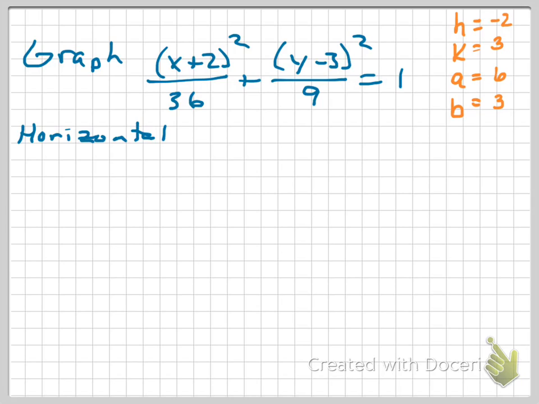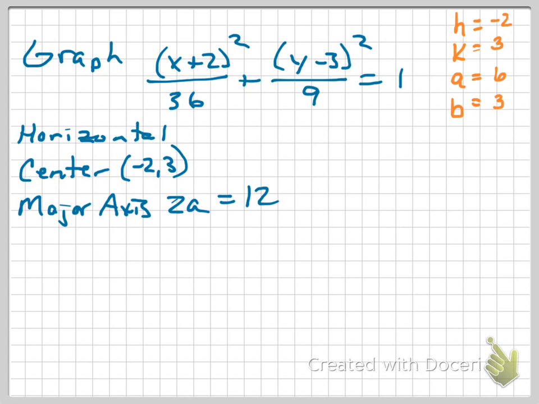From there, I'm going to graph it. So I need a center, and I need distances to go away from the center. So my center is (h, k). My major axis is 2a, which is 12. And my minor axis is 2b, which is 6. That's all I need to know to graph it, because that tells me how far to go horizontally and how far to go vertically from my center, (-2, 3).